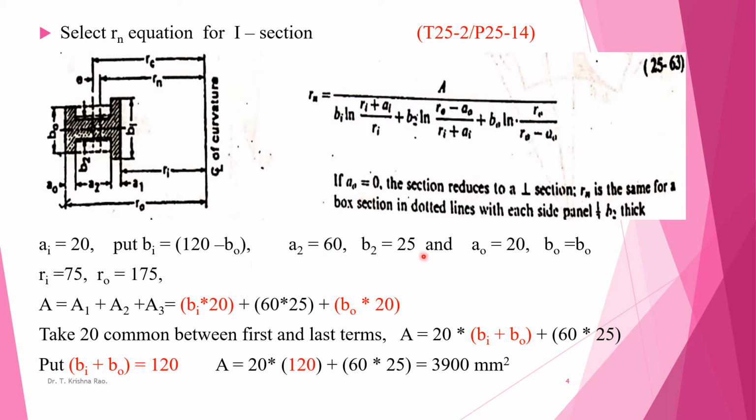A2 middle one is 60. B2 is 25. A naught 20. B naught we don't know. We'll put it as B naught. Ri 75. R naught 175. With these dimensions we substitute the values in this.